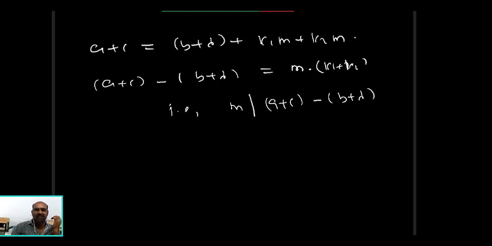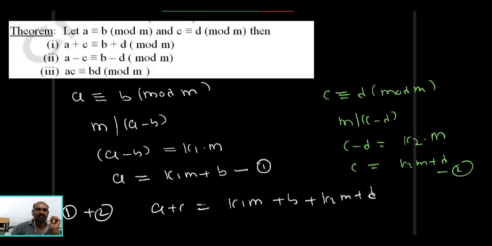Okay. So this looks just like M divides L minus P. What notation can I use? L is congruent to P modulo M. That I will write: A plus C is congruent to B plus D modulo M. This is result number 1.